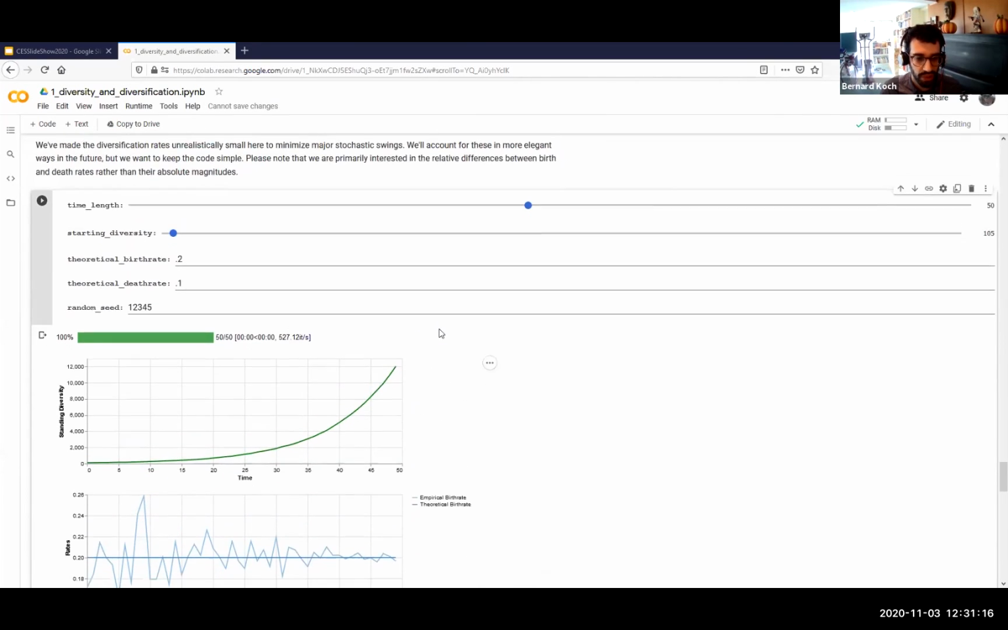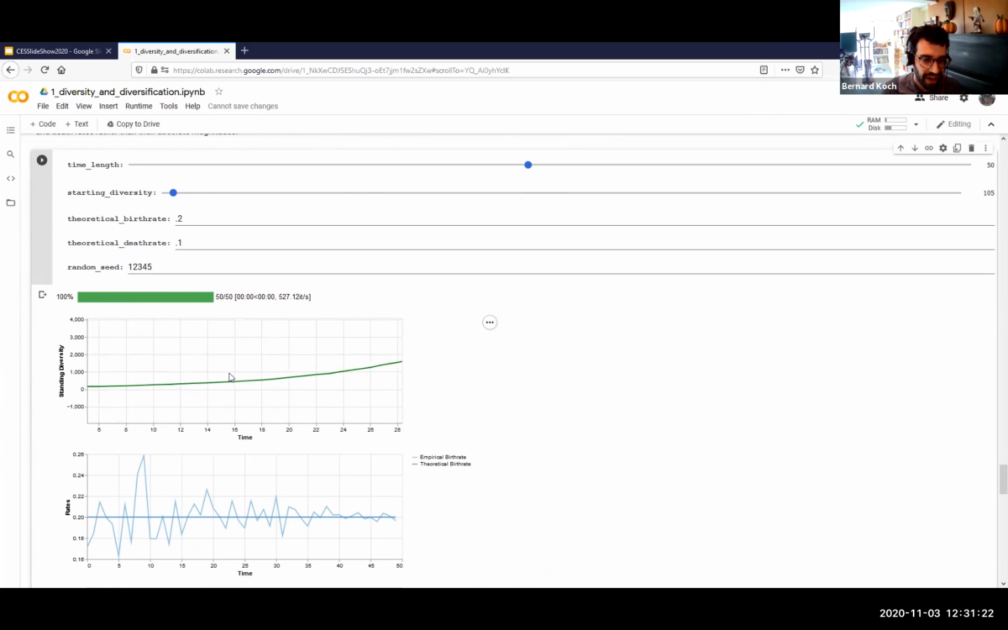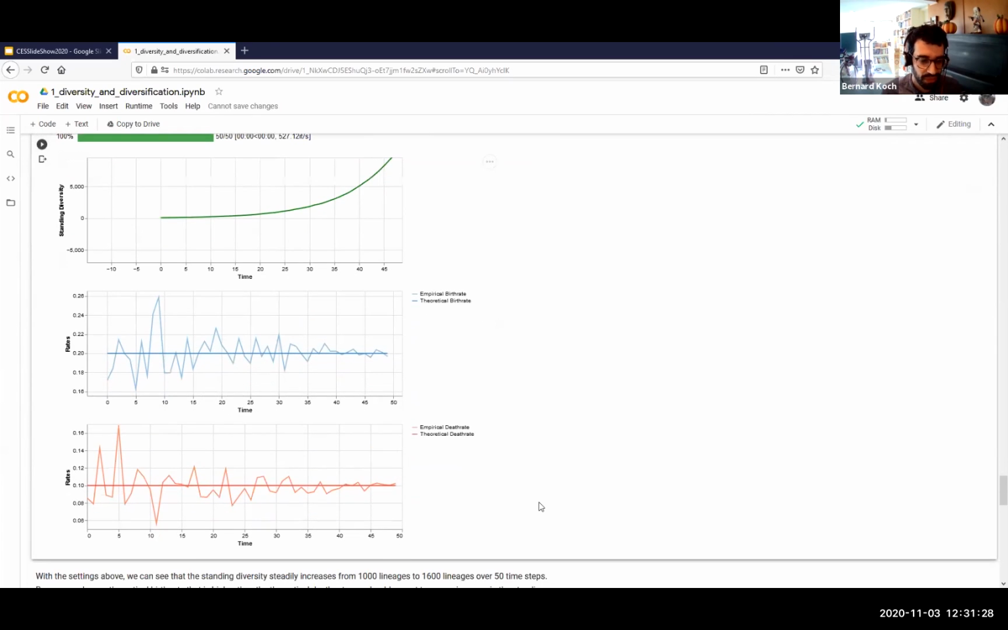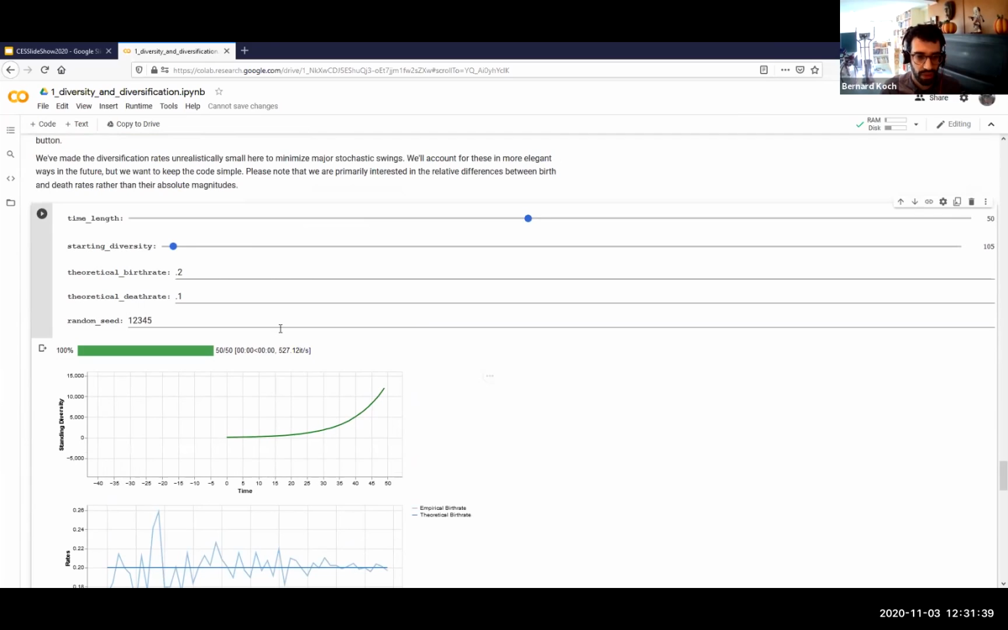And for those of you who said linear or exponential, I think it also depends. You can certainly zoom in and growth might look linear, but over the long term, if the birth rate is consistently higher than the death rate, it will grow exponentially. Cool. So that's just to give you an intuition of what we mean by this. I'm going to go back to the slides.